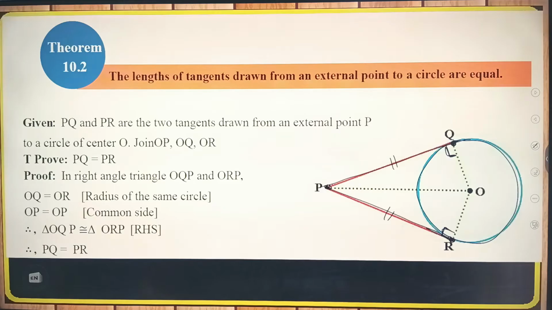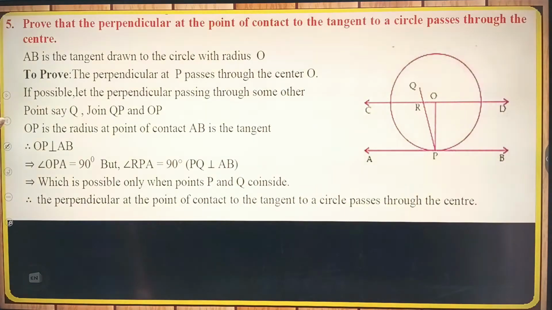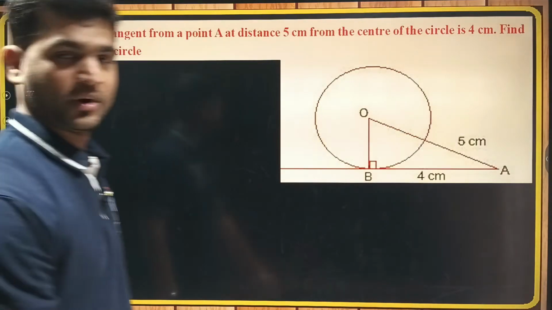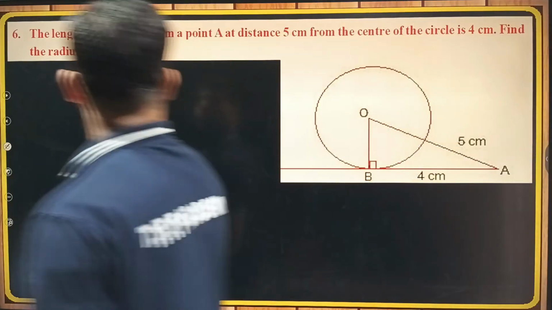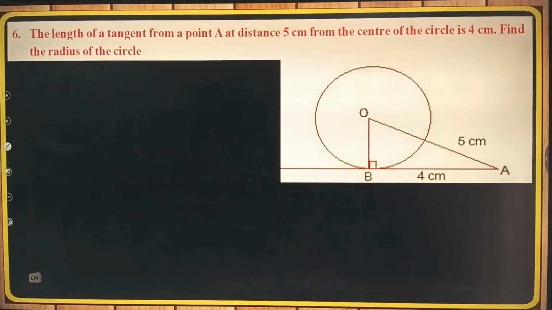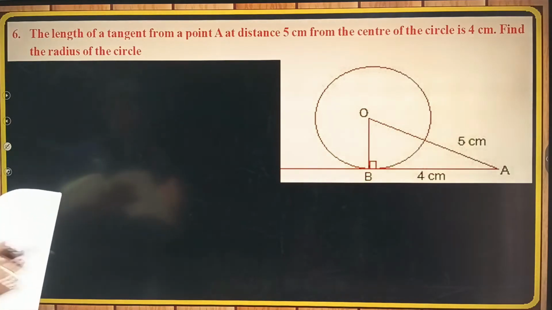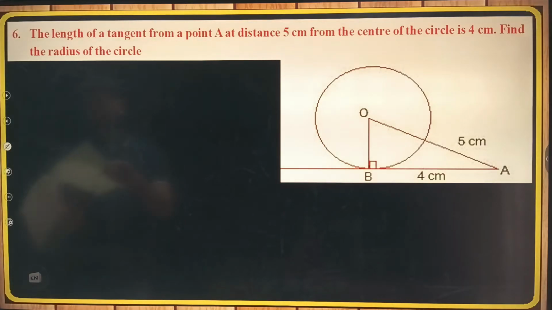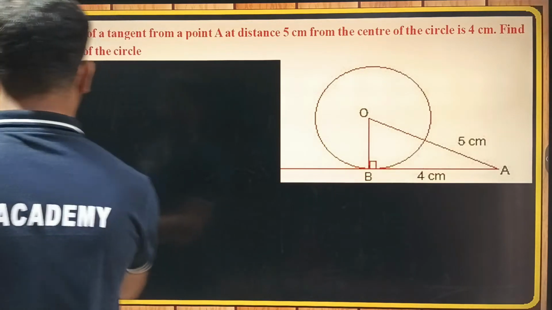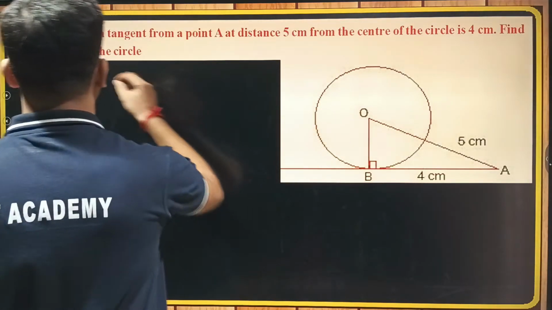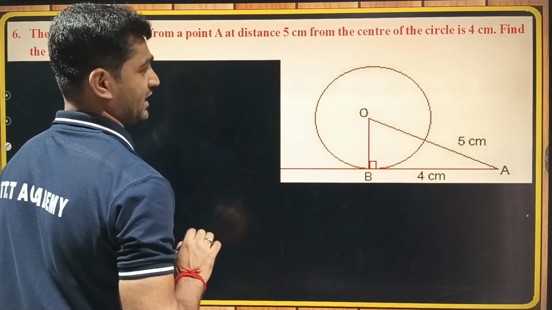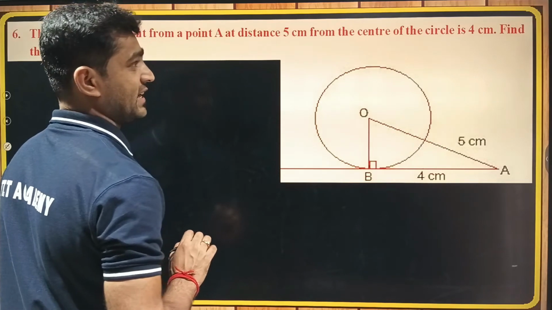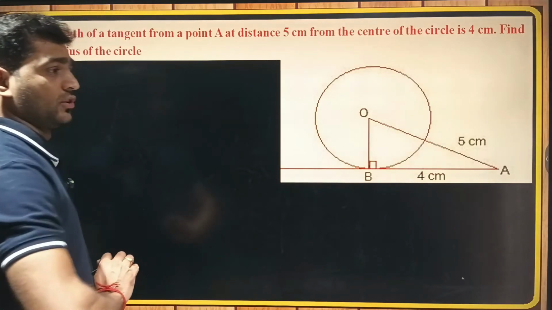How many questions were completed in the previous class? 3 questions. Good. So now I will solve the 4th, 5th and 6th ones and continue. So please take a note of that. What is the question here? The length of tangent from a point A at distance 5 centimeter from the center of the circle is 4 centimeter. Observe carefully, dear friends. What does this mean?